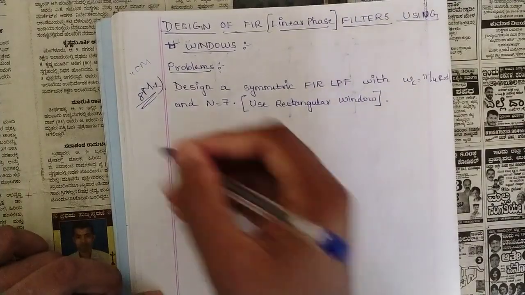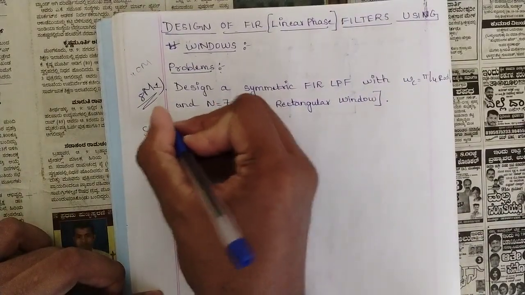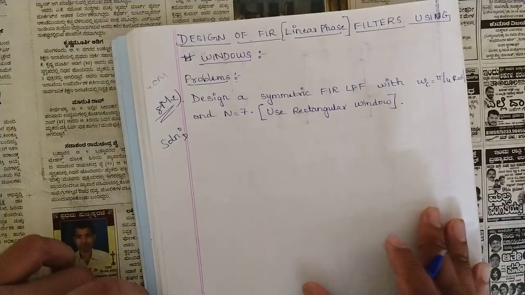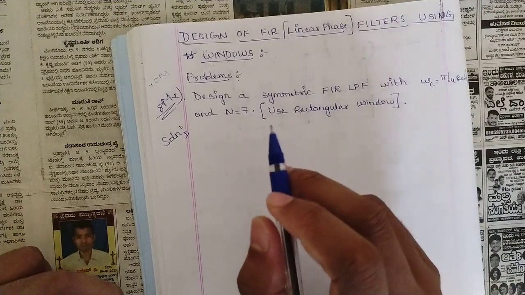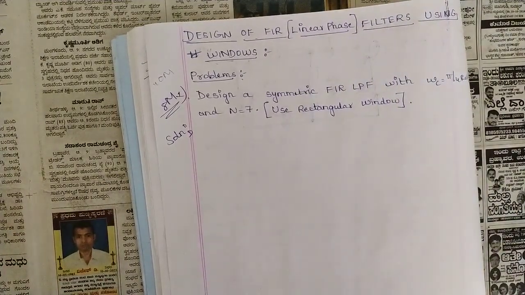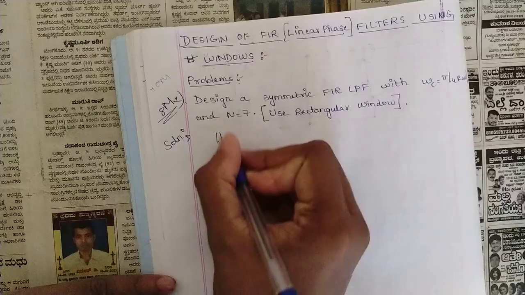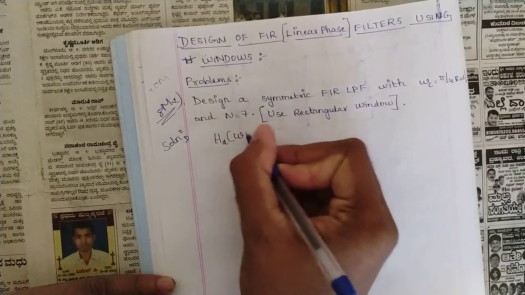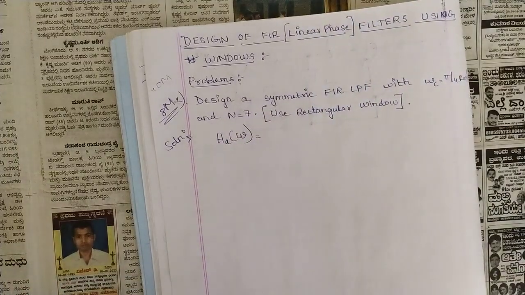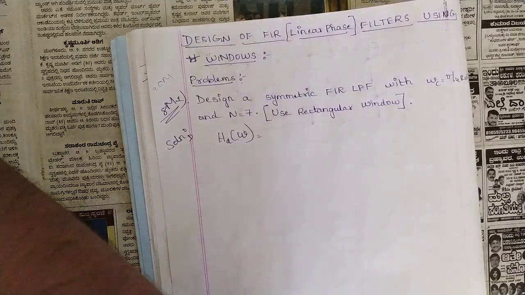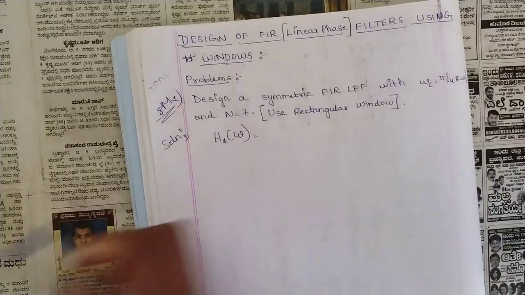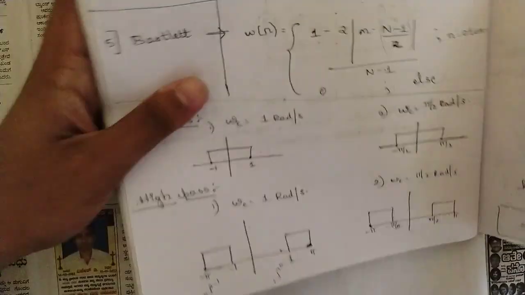Very simple. First thing is, our goal is, for the given condition, to try to write the value of HD of omega. So what is this HD of omega? Let us see. Before that, I forgot to tell you one simple logic. They have given a low pass filter, right? So how it is related, I am going to tell you.